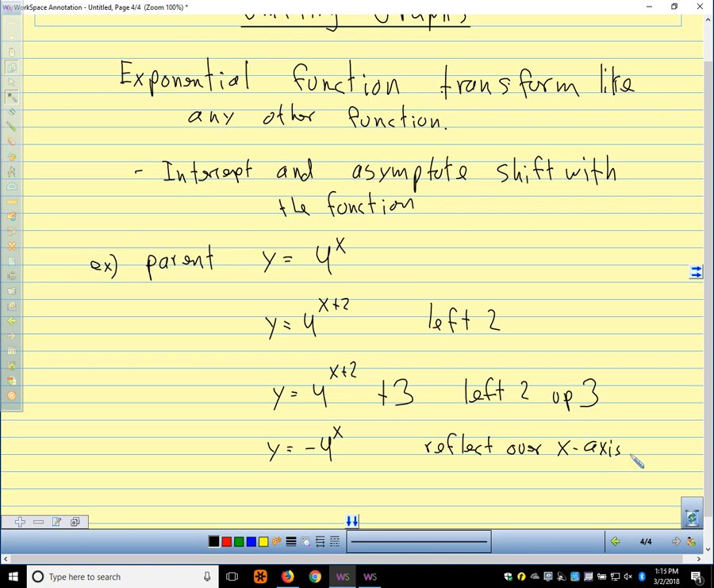So our intercept that's at 0, 1 would reflect down and be at 0, negative 1. And how about y equals, we just talked about this, 4 to the minus x? That's going to reflect over the y.